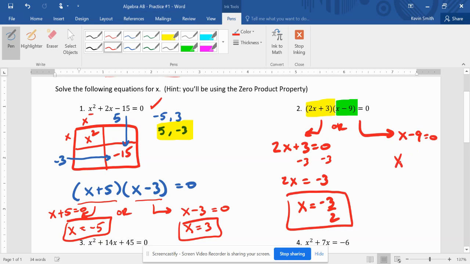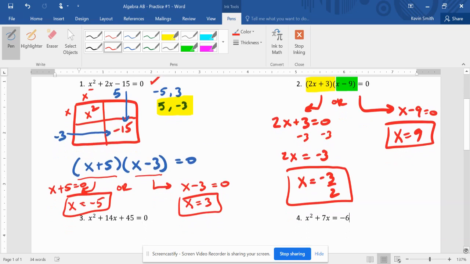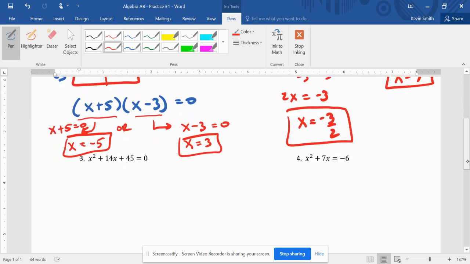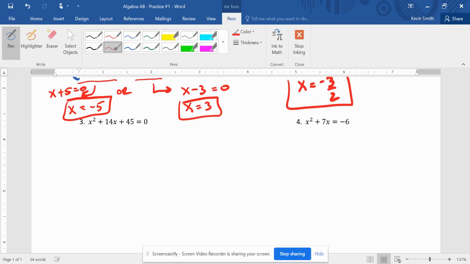And over here, add 9. X equals 9. Okay, moving on. We'll come down to the bottom here. So for these problems on the bottom, this one is fine. We'll just go ahead and factor this. We already know it's set equal to 0.